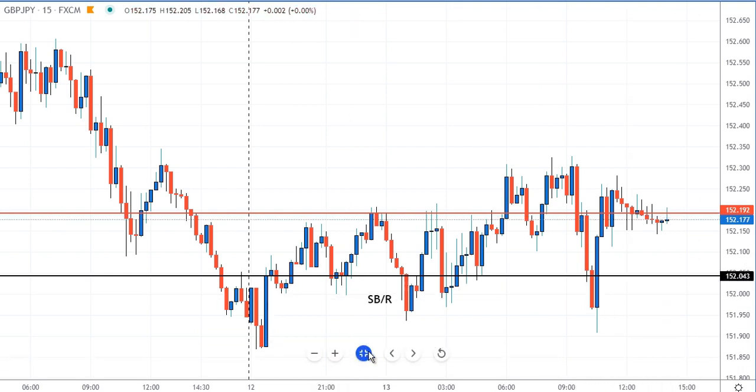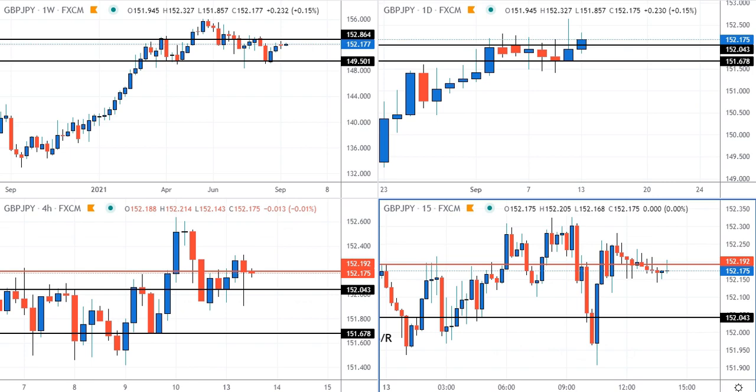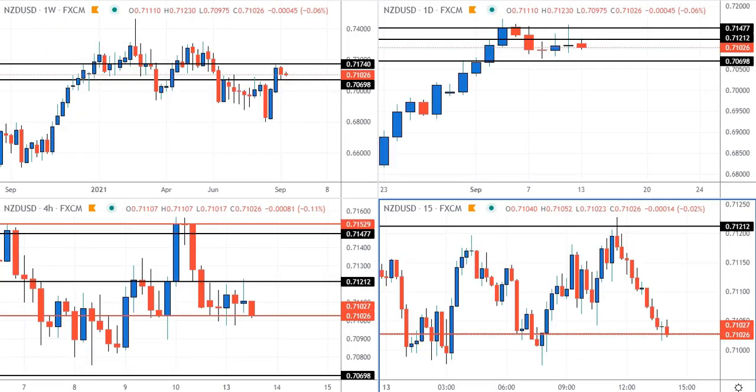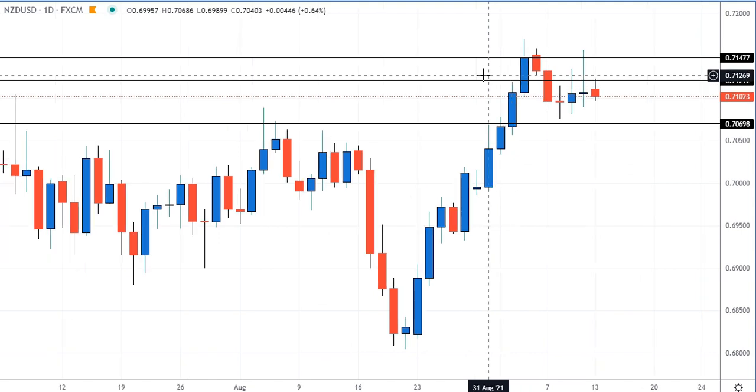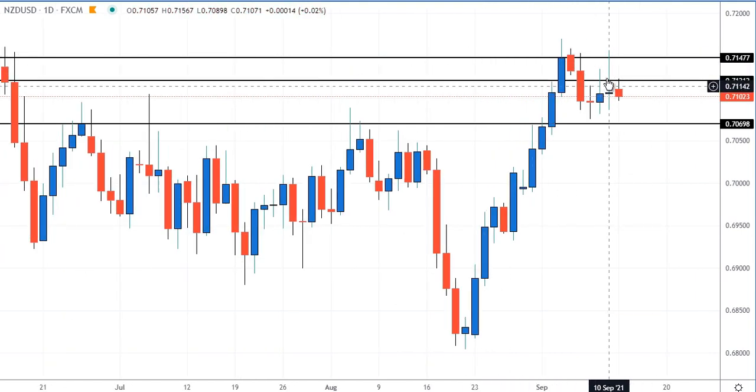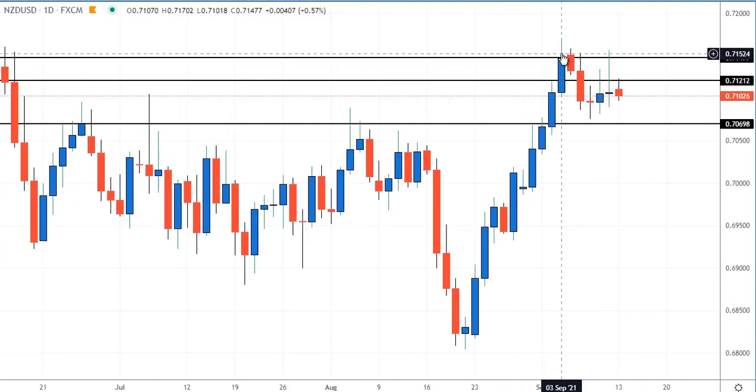Let me show you one on the New Zealand US dollar pair. This is actually one of our members picked this one up. And again, on our daily chart, we had this candle action up here. We had a pin bar reversal, but it was on the way down here.